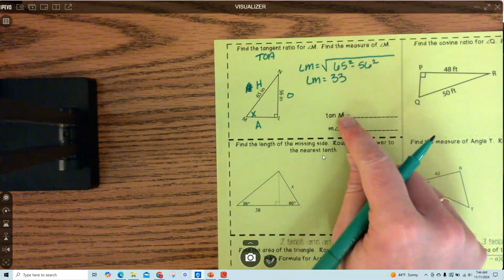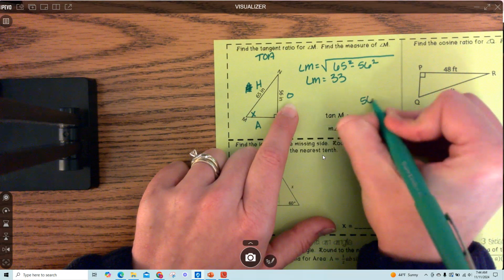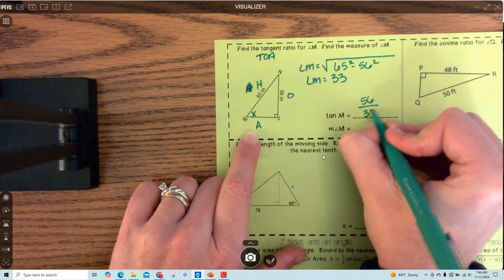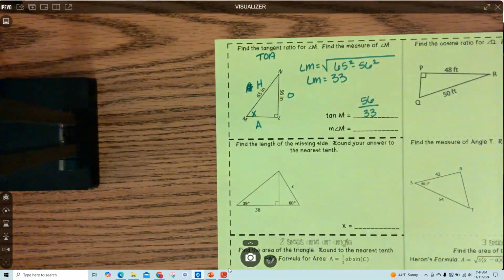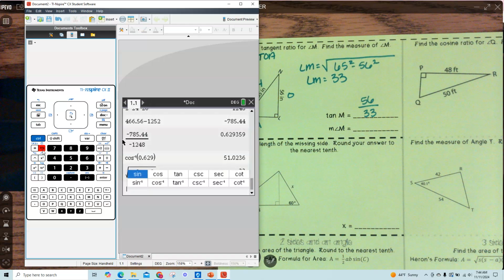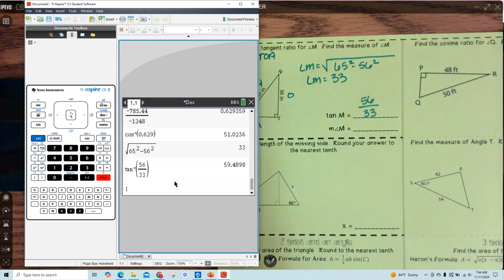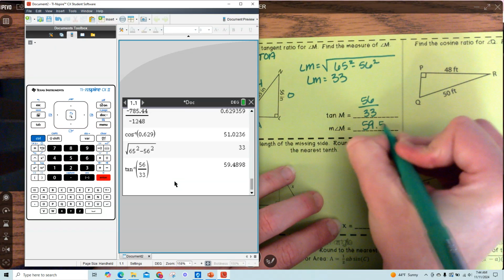So the ratio, the tangent of M, is going to be opposite over the adjacent, which is that 33. And then to find the measure of angle M, that's when we use the inverse. 56 over 33. So that one would be like 59.5 degrees.